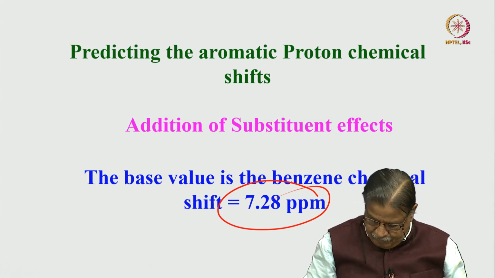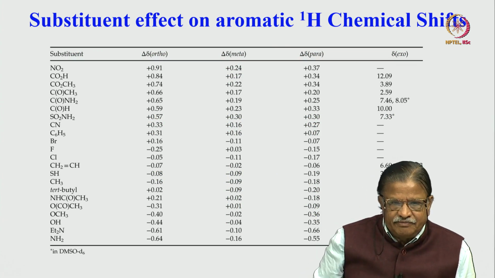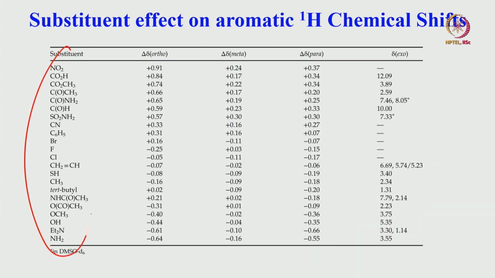It is fairly simple, and for that there is a table like this. Remember, this is easily available in any of the books. Let us say I look at the NO2 group. If I am looking for a proton, if the substitution is ortho to that proton, then to the base value you have to add plus 0.91. If the substitution is instead meta to the proton you are looking at, you have to add 0.24. If the proton you are looking at has a substituent at the para position, it is plus 0.37.